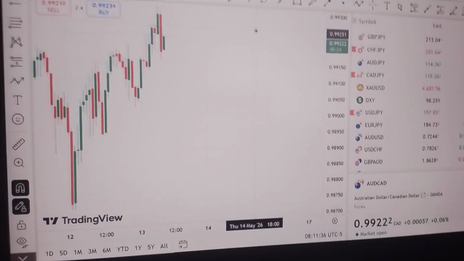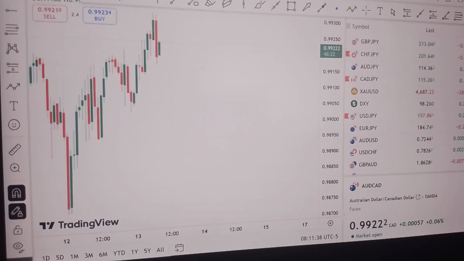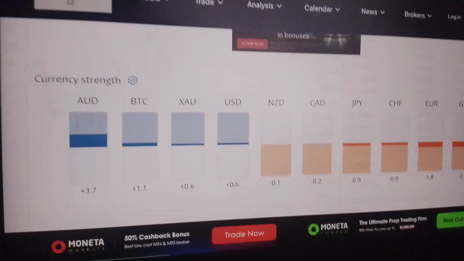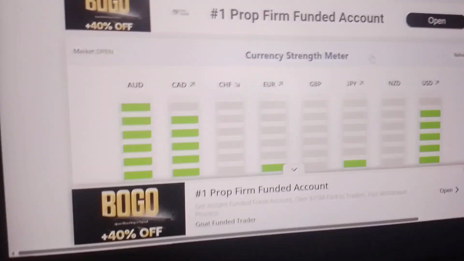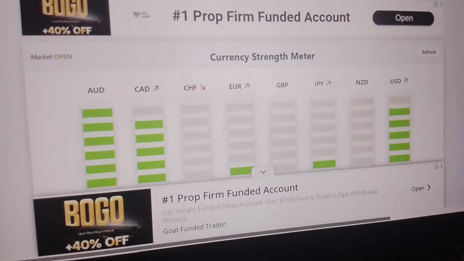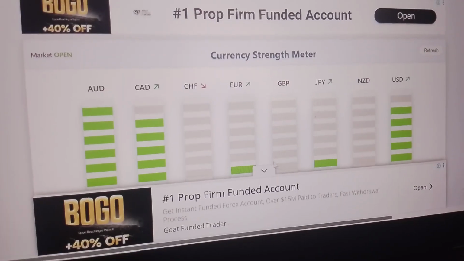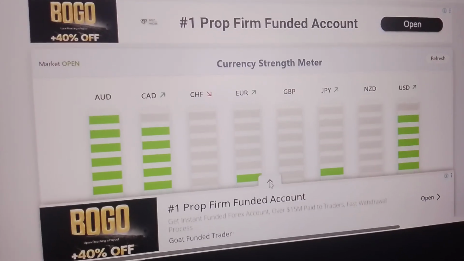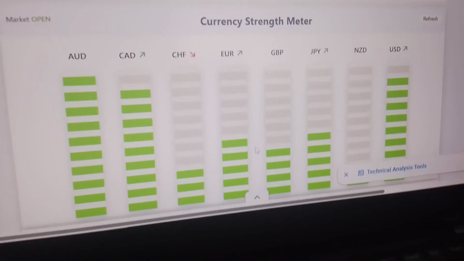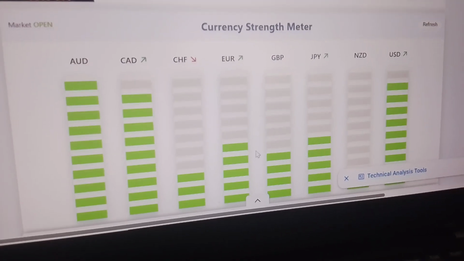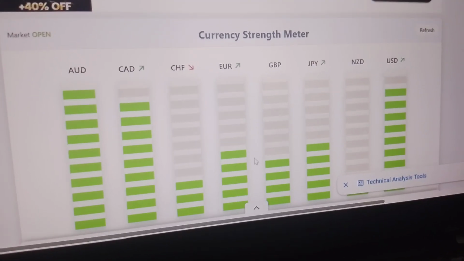Simple. Then we continue. We were on FX Blue. Then we go to the currency strength meter. This currency strength meter also measures the strength of the currency, and as I have said, in Forex we trade the strength of the currency based on the other one. If the base currency is stronger than the quote currency, you go up. If the quote currency is stronger than the base currency, you go down.